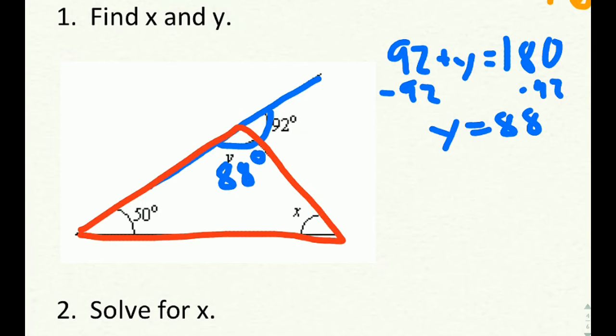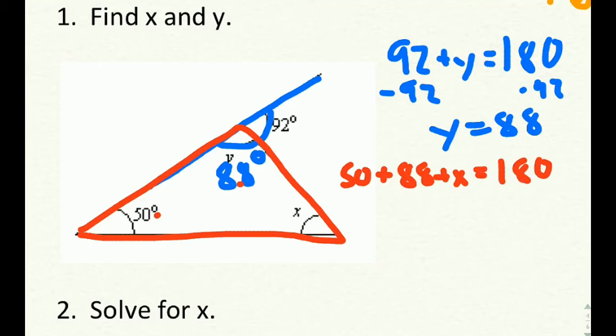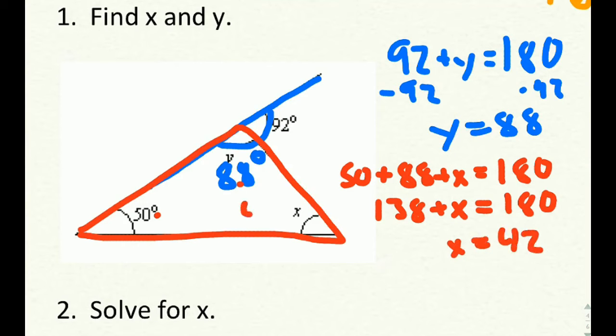Now that I know that, I go back to my triangle, and I see that I have 2 of the 3 angles, and I know the 3 add up to 180, so let's add those together. 50 plus 88 plus x equals 180. If I add these together, I get 138 plus x equals 180. And take that away from both sides, and I end up with x is equal to 42.